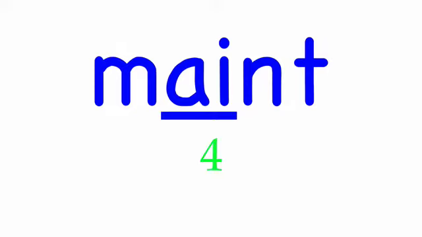Maint. AI is a vowel group 4 team, meaning the two vowels A and I join together to form a team. We underline A and I to indicate it's a team. We place a 4 under the AI team. The first vowel here will represent its long sound. The second vowel is silent. A, maint.